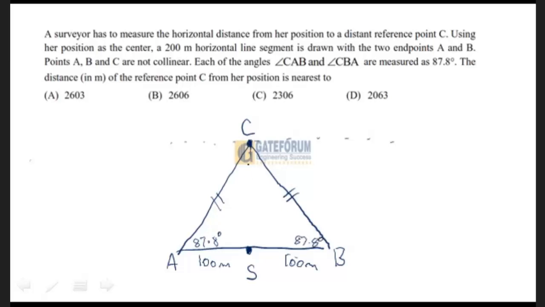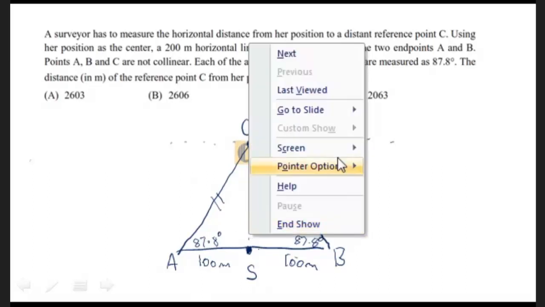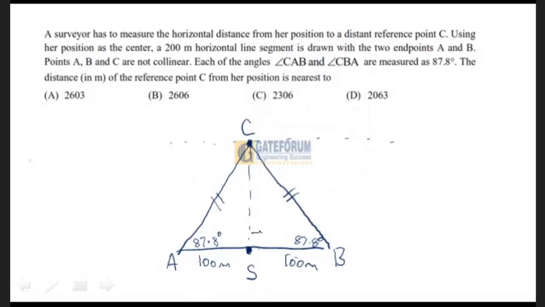Now this is the distance from the surveyor to C, and obviously since it is joining the vertex of that isosceles triangle, it must be a right angle, 90 degrees. So the question is: the distance in meters of the reference point C from her position is nearest to which one of these? So basically they are asking the length of CS.